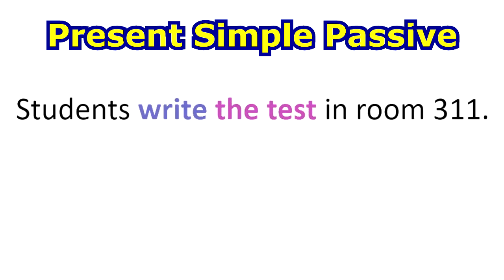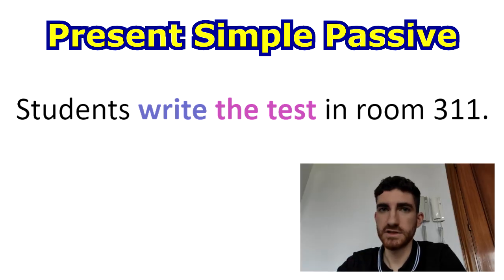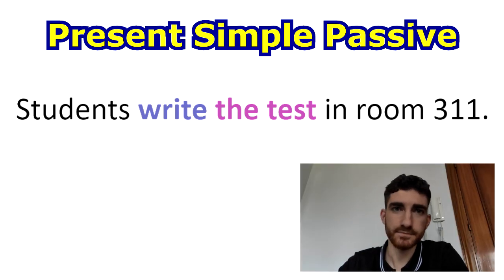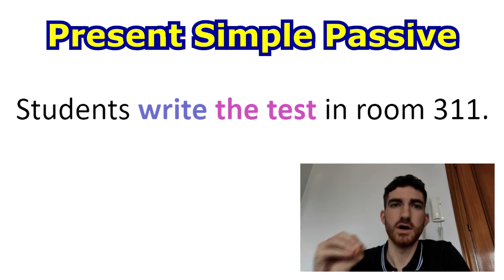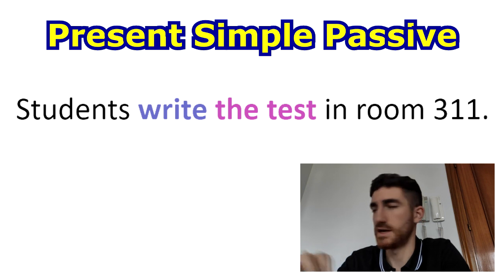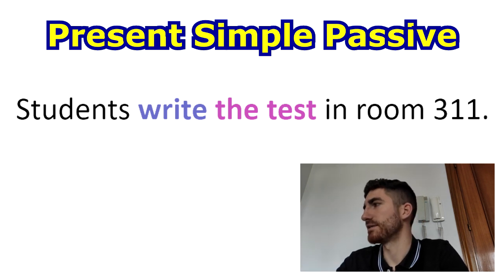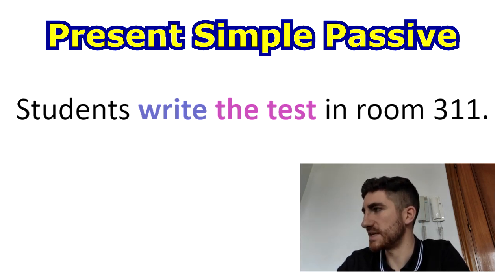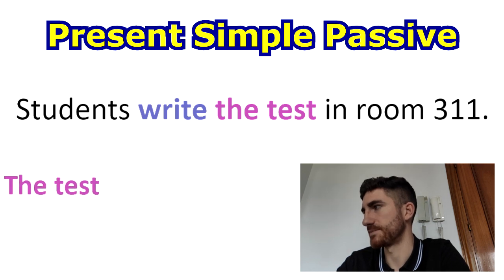We're going to begin with present simple passive, and let's get this sentence as an example. Students write the test in room 311. So we said, first of all, we have to identify the object, okay? And that's going to be the subject of the passive sentence. The object here is the test. So we put the test at the beginning of the sentence.